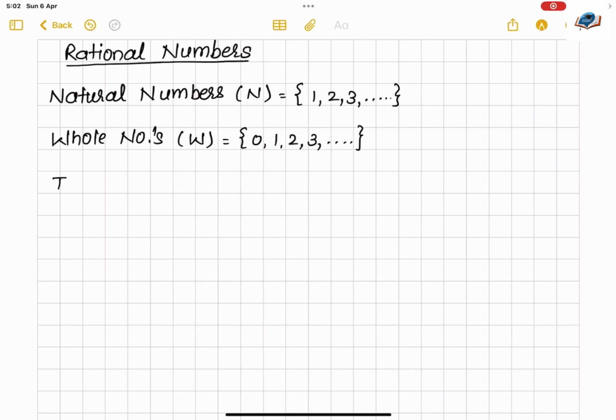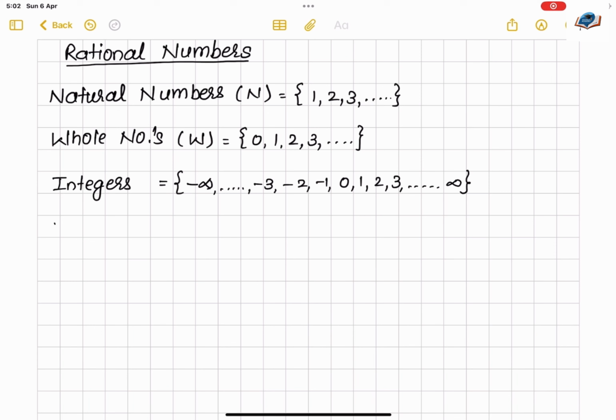Then next comes integers. And integers are nothing but negative infinity, -3, -2, -1, 0, 1, 2, 3, and it goes till infinity. So all the positive and all the negative numbers, including 0, form integers.